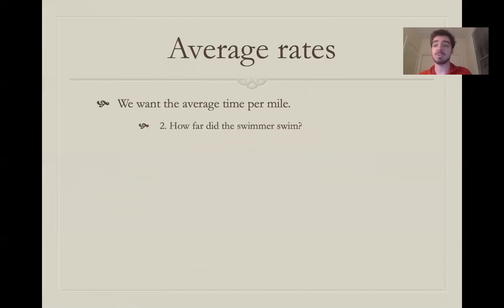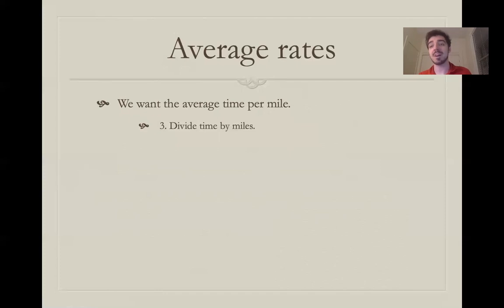Step 2. How much y do we have? This is average time per mile. How many miles did she swim? This is actually a pretty simple step. We know that the first stroke was 0.4 miles, the second one was 0.3, the third one was 0.2. She swam 0.9 miles.